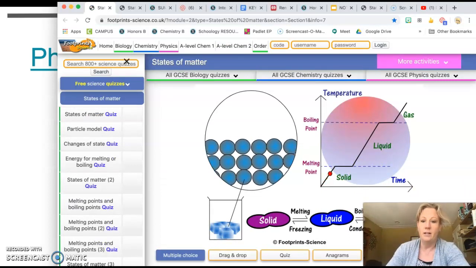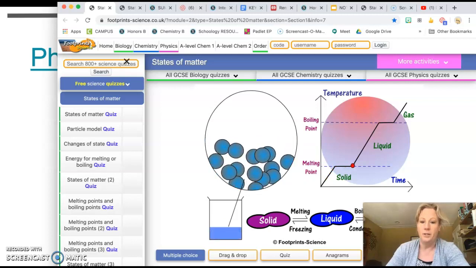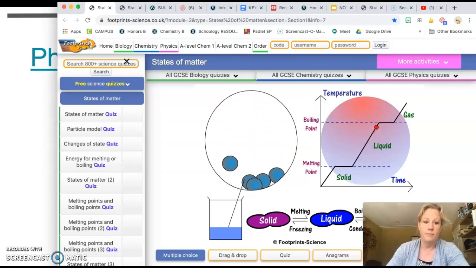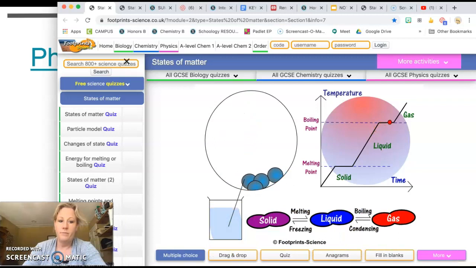So this is the solid. And then once you get to the melting point, notice that the temperature doesn't change. And then when it's all liquid, again, the temperature's going up, until you get to the boiling point. And then at that point, the temperature stops changing.